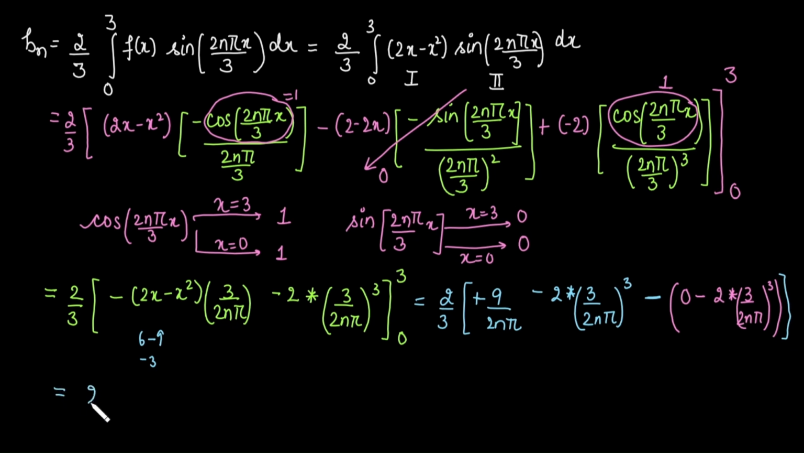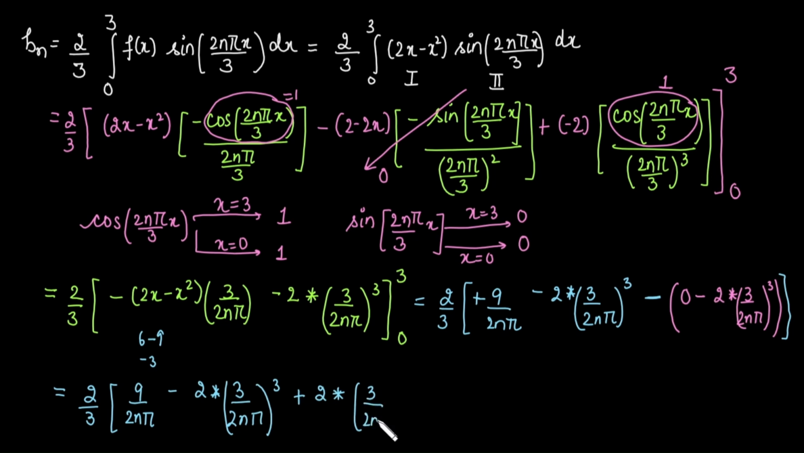Simplify this, we have 2 by 3, 9 by 2nπ minus twice of (3 upon 2nπ) whole cube. Negative negative is positive. Twice of (3 upon 2nπ) whole cube. This expression is cancelled out with this one. Finally, we have 2 is cancelled with 2 and here we have 3 by nπ. And this is the value of Bn in this case.